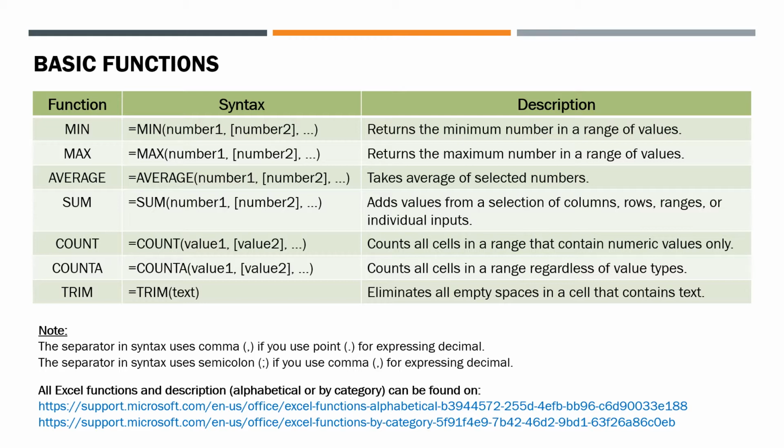For example, in my computer, as I frequently do the budgeting in Indonesian rupiah, I use the Indonesian style, and Indonesian uses a comma to express the decimal. So to separate one argument from another in a formula, I use a semicolon. But if you use the US style, you can use a comma. And you can also go to this website in order to learn further about the basic functions of Excel.